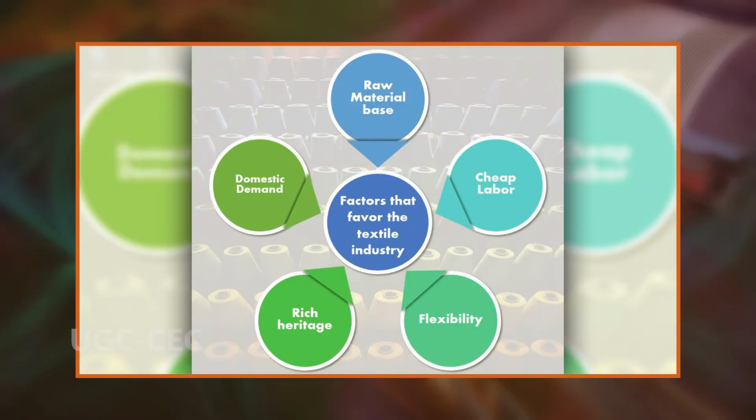Our next point of focus are the factors favoring the growth of Indian textile industry. First, let's talk about raw material base. India has high self-sufficiency for raw material, particularly the natural fibers. India's cotton crop is the third largest in the world. Indian textile industry produces and handles all types of fibers.